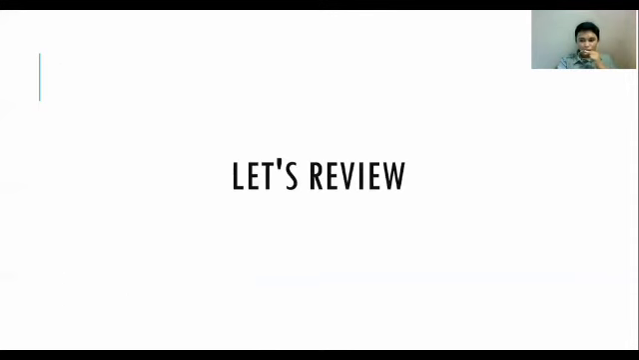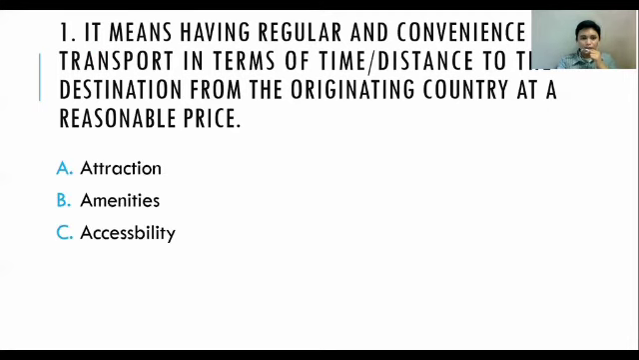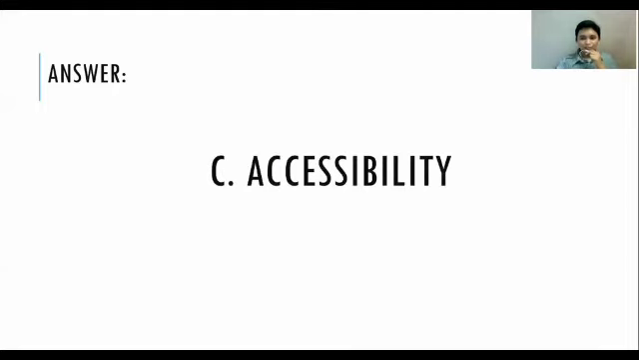So let's review. It means having regular and convenient transport in terms of time and distance to the destination from the originating country at a reasonable price. A, attraction. B, amenities. C, accessibility. D, ancillary service. So what's the answer? Please comment below. The answer: accessibility.